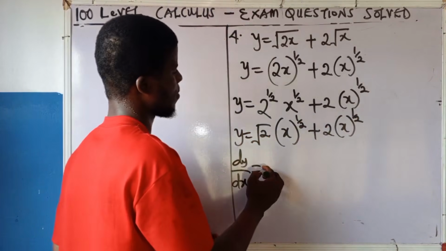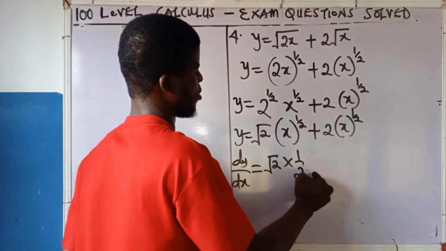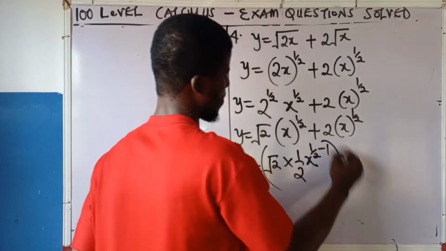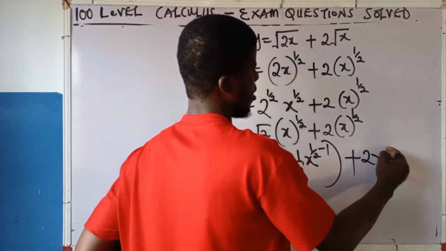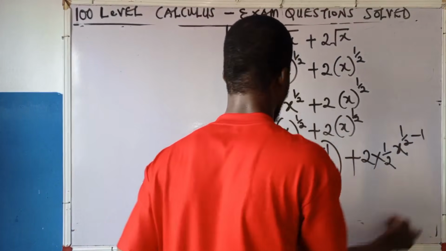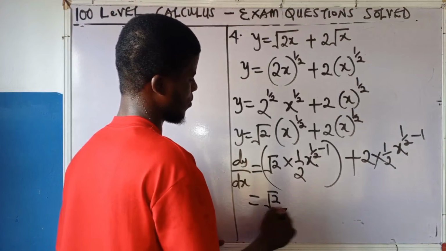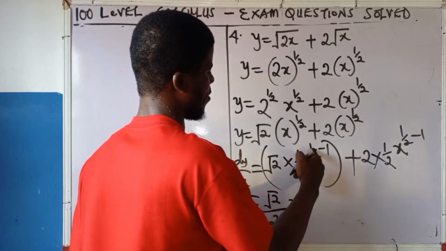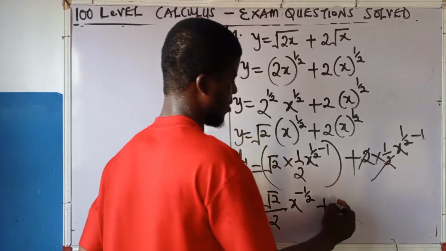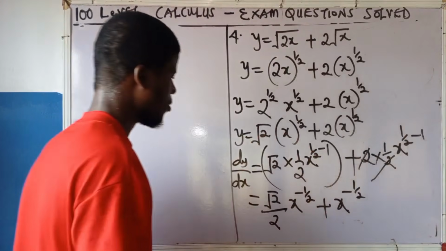What's dy/dx? Root 2 is outside. Then this is 1 over 2 going to multiply the x. Then we'll do 1 over 2 minus 1. Plus 2 is outside, multiplying the 1 over 2. You know that. Then x raised to the power 1 over 2, take away 1. So this is root 2 all over 2 times x to the power of half minus 1, which is minus half. 2 cancels 2. So we have what there? x to the power of half minus 1 is minus half also.